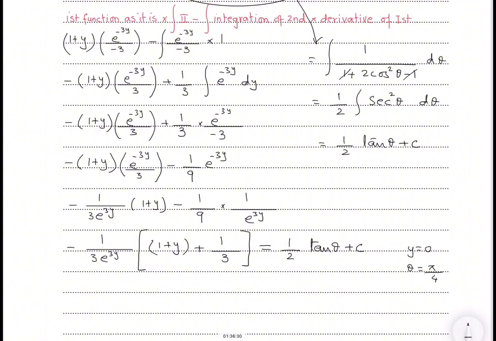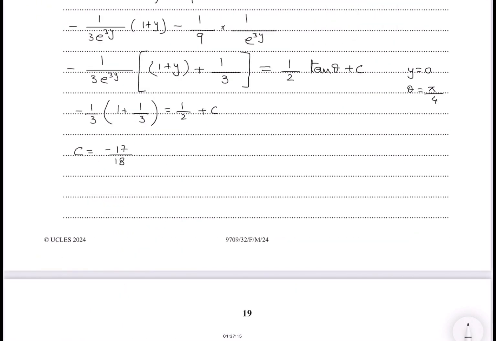Now when y is equal to 0, theta is pi by 4. So you write 0 in y and pi by 4 in theta. So tan pi by 4 is 1. So your c is minus 17 over 18. So you put back the value in the main equation.